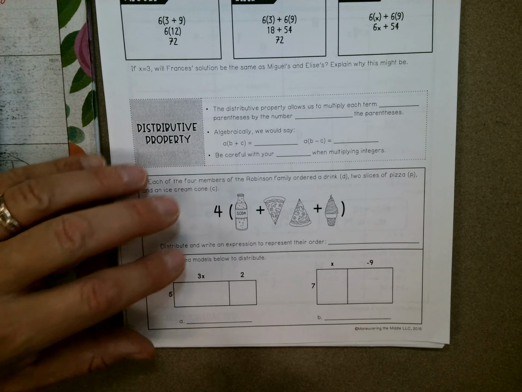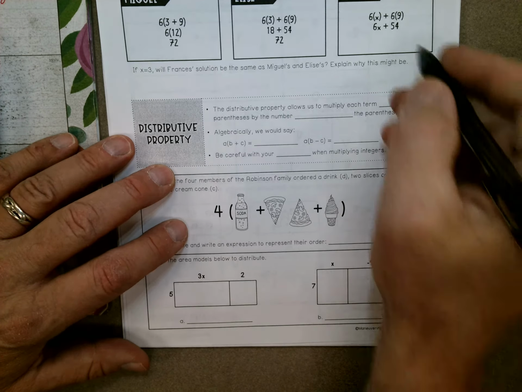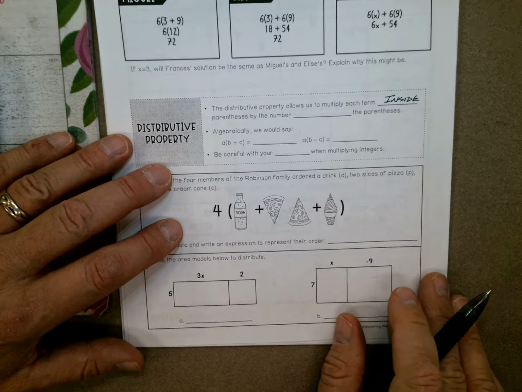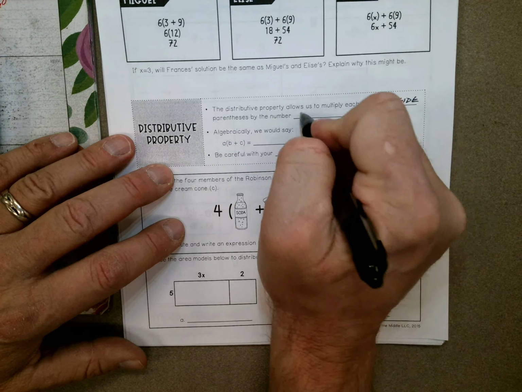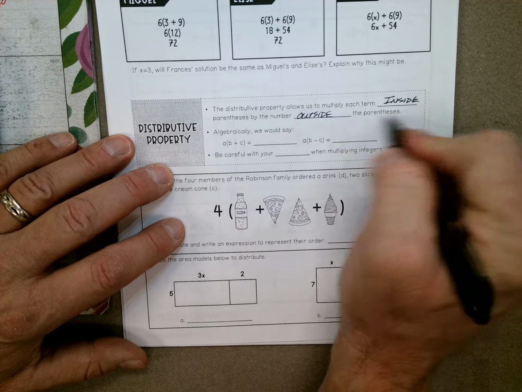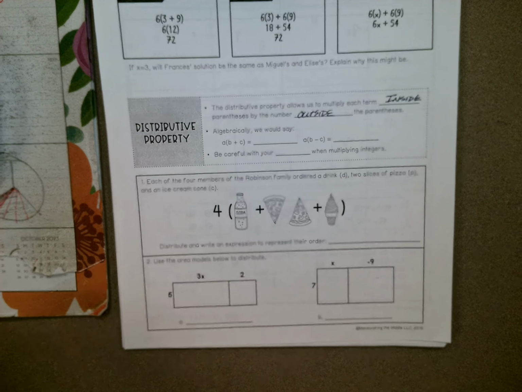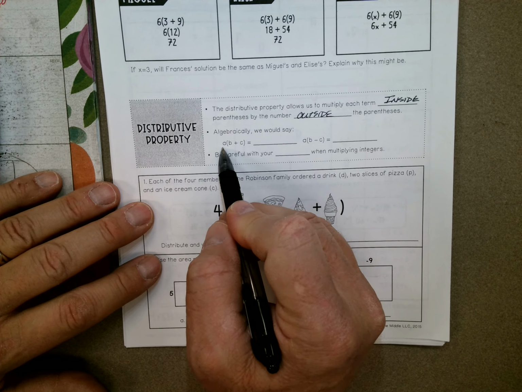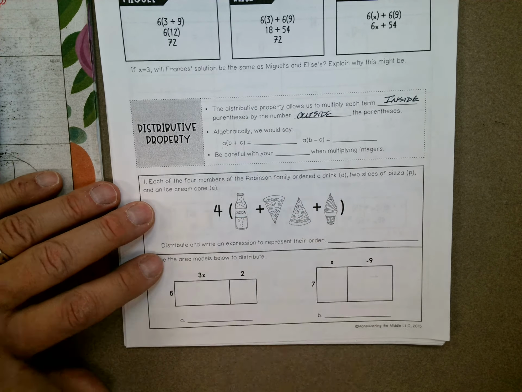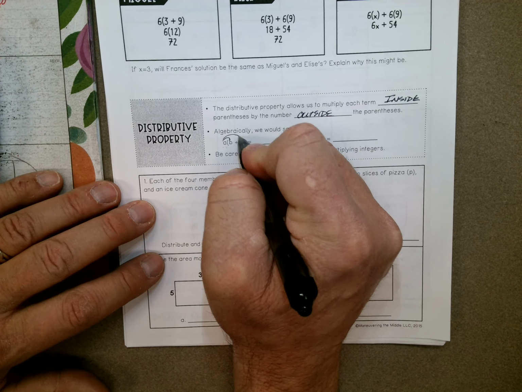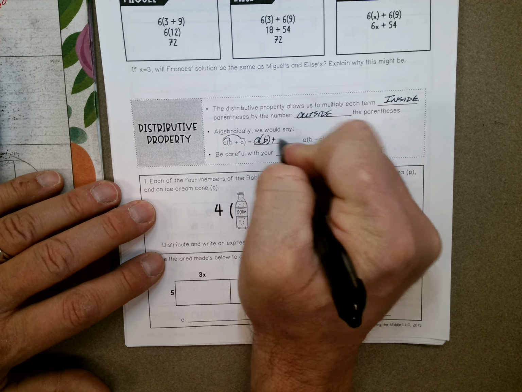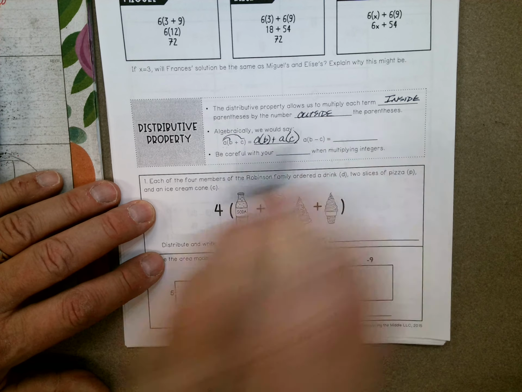The distributive property allows us to multiply each term inside the parentheses by the number outside the parentheses. So we're actually going to work out of the order of operations. We're going to kind of work backwards. So algebraically, we would say this would be A times the quantity of B plus C. Well, we can distribute this through, and we can say A times B plus A times C.